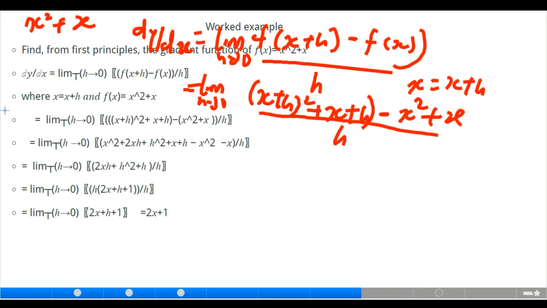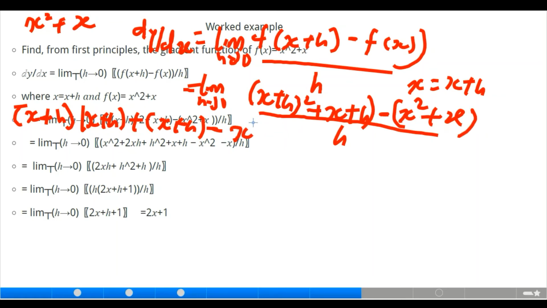So let's open the bracket. If you open the bracket, don't forget that we have our lim function, so we are going to be using that at the latter part of the solution. So let's open that bracket. We have x plus h, then plus x plus h. Now we have minus. Let's use this minus to open what we have inside this bracket. Now, minus gives us minus x square. Minus times plus will give us minus x. So everything divided by h.